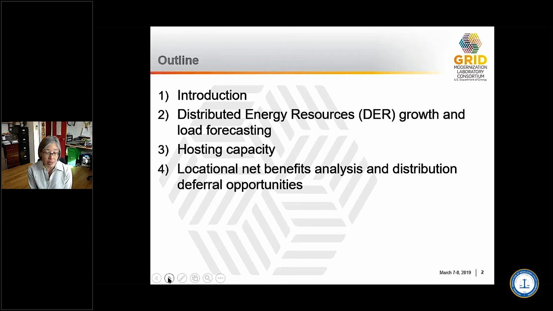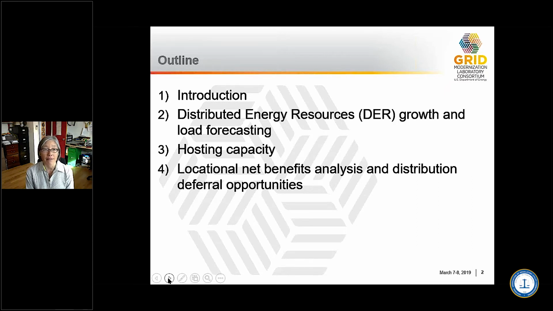I'm going to talk about hosting capacity. I know Kevin spoke about some of that yesterday. I'm going to talk about different methodologies and some particular examples from Excel where they've employed hosting capacity analyses. And then I'm going to talk about locational net benefit analysis and how you set yourselves up for the non-wires alternatives that Lavelle just presented.